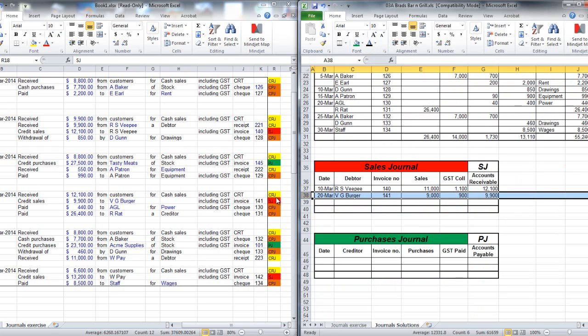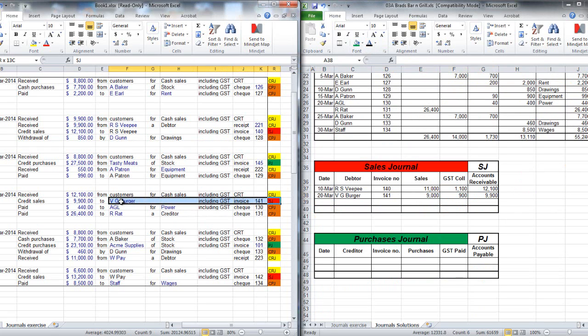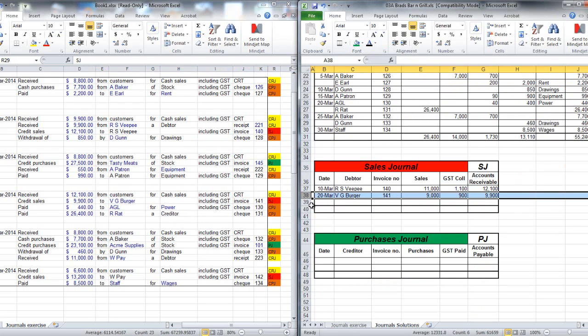So the burger, 5,900, and then 12,000, 3,200, and then you do your totals. Voila.